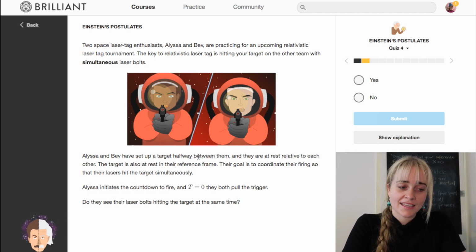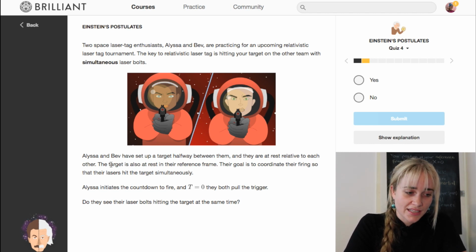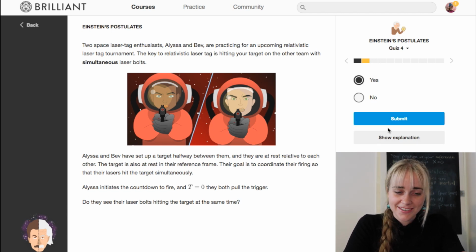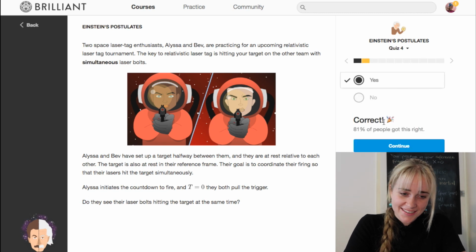They set up a target that's halfway between them, and they are at rest relative to each other. The target is also at rest in their reference frame. Their goal is to coordinate their firing so that their lasers hit the target simultaneously. They have a countdown, and then at t equals 0 they both pull the trigger. Do they see their laser bolts hitting the target at the same time? Well, I'm going to say yes, because I've got no reason to believe otherwise.